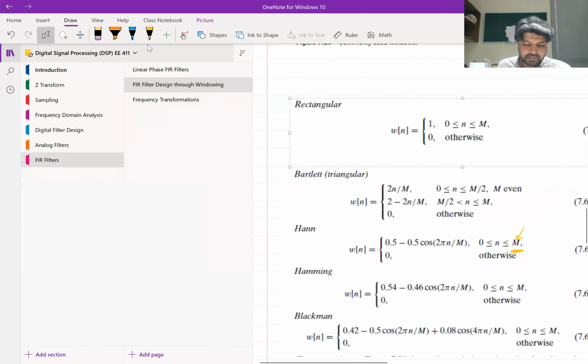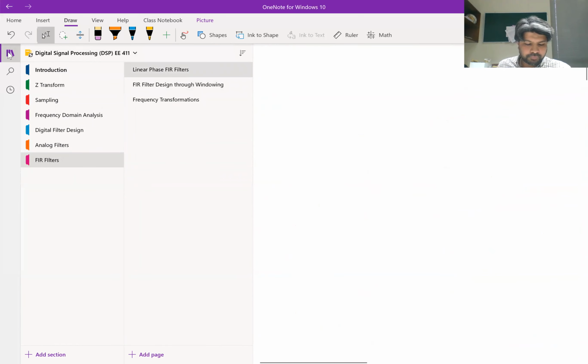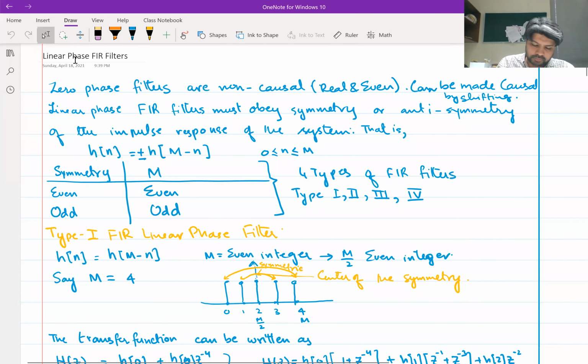So now let's look at the linear phase FIR filters. That is again one of the important topics of today's lecture. Okay. So we would talk about linear phase FIR filters, and to start with, we build our motivation that if our signal is non-causal, for example, non-causal is an option. If you have a real and even function in the time domain, then it would have a zero phase response. The frequency response would also be real and even. So if the frequency response is real and even, this means it is a zero phase filter.